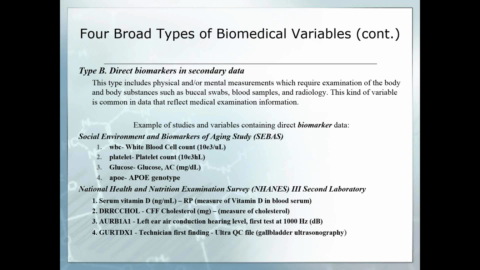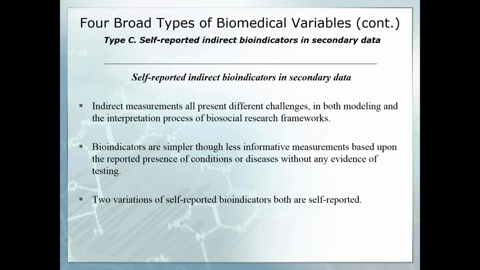Similarly, the NHANES study, which is done in the United States, they also have a laboratory function. They collect things like blood serum, where they get vitamin D, they'll check your cholesterol, they'll do ultrasounds. All of these variables we have in our collections, and we would consider them to be biomarkers because they involve that next step rather than just asking you or measuring you, actually going in and extracting information from you. And then the self-reported indirect bioindicators that we have in our collections.